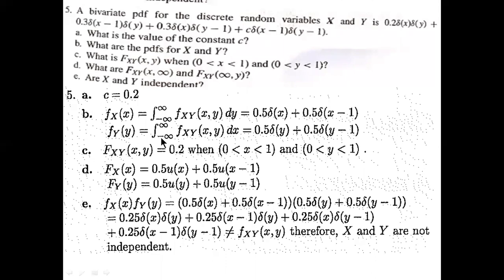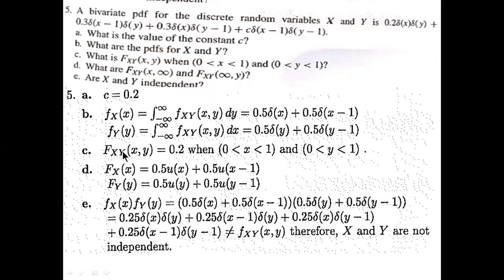Similarly, f_Y(y) will be the integral from minus infinity to infinity of f_XY(x, y) dx. Now the integral with respect to x will make δ(x) and δ(x−1) become equal to 1, and the other terms remain as they are. So we get 0.2 + 0.3, which gives 0.5 δ(y), and δ(y−1) remains as it is, so 0.3 + 0.2 is equal to 0.5, and hence we get this term.